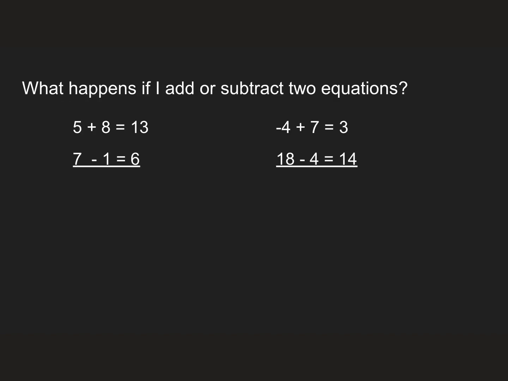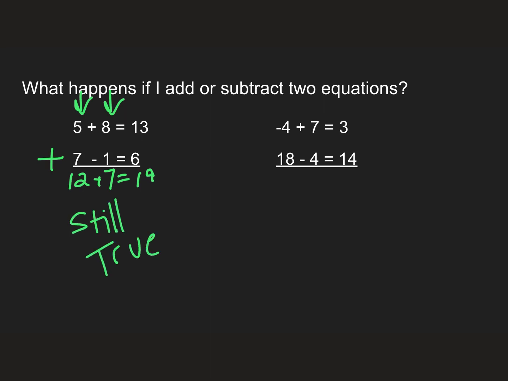So, first of all, let's talk about what happens if I add or subtract two equations. As you can see, I have the equation 5 plus 8 equals 13 and the equation 7 minus 1 equals 6. If I add those two equations, I'm going to add straight down, so 5 plus 7 equals 12. 8 plus negative 1 equals positive 7. And 13 plus 6 equals 19. You can see it is still a true statement.